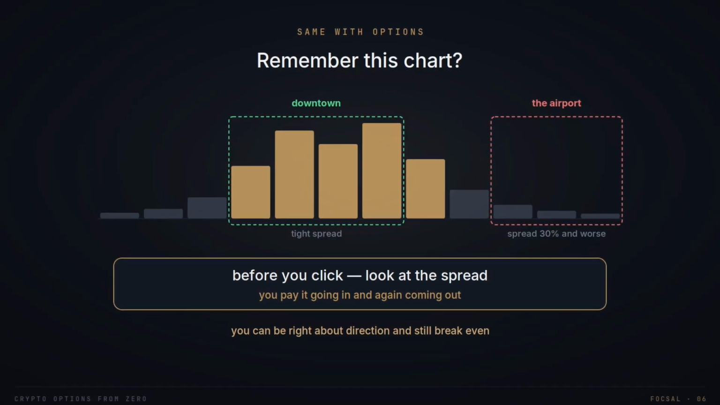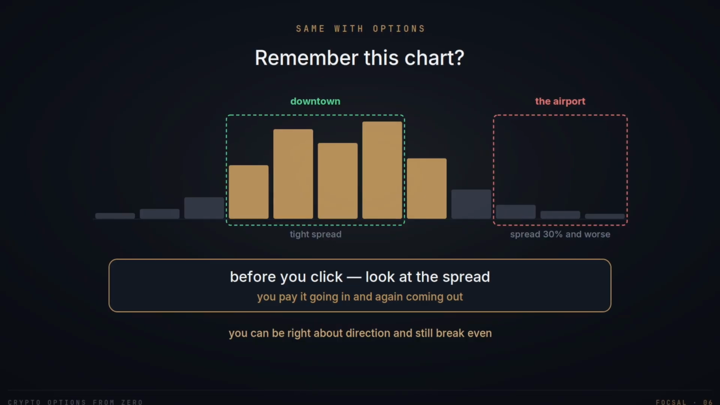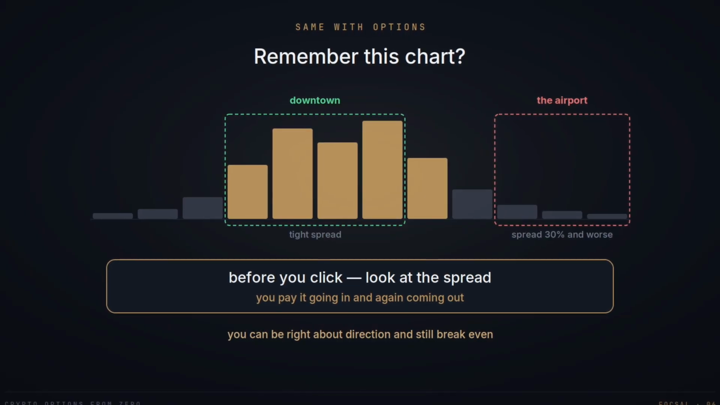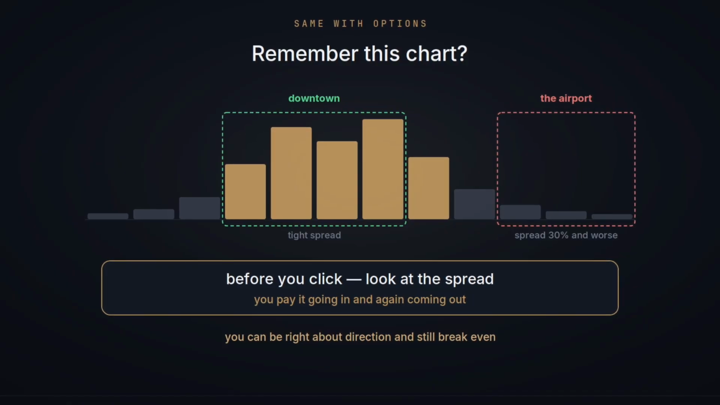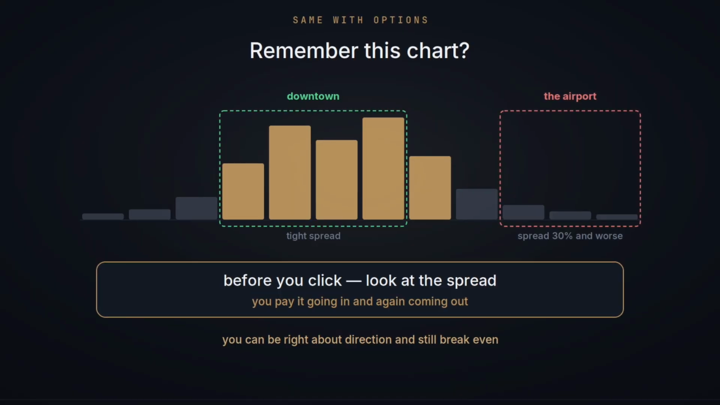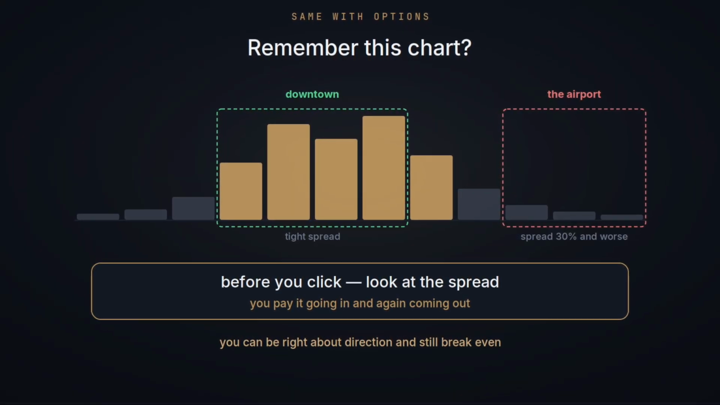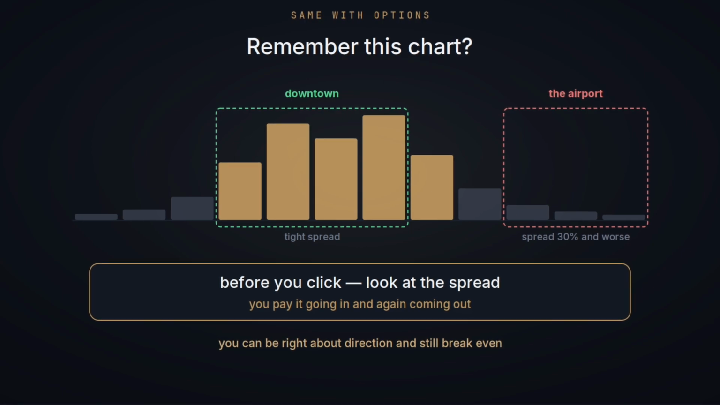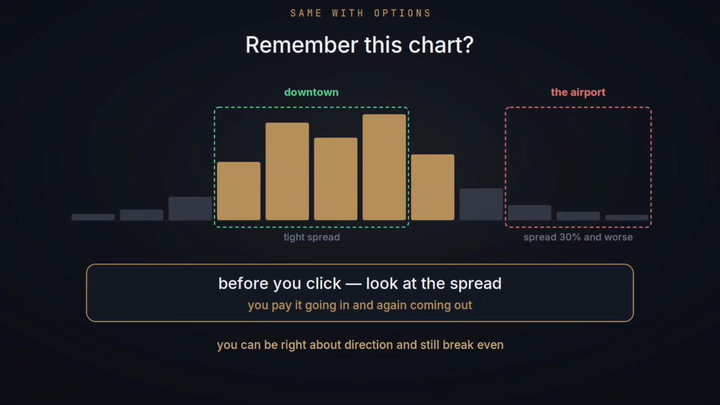Take a strike 30% away, expiring in 6 months. The spread there can run 30% of the premium or worse, which gives you a rule worth applying from your very first trade. Before you click, look at the spread. If it's more than a few percent of the premium, think twice. Because it isn't a one-off cost, you pay it going in and again coming out. You can be right about direction and still break even, purely because you entered an illiquid strike.